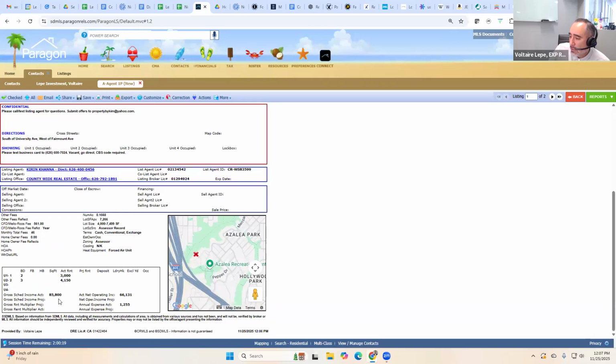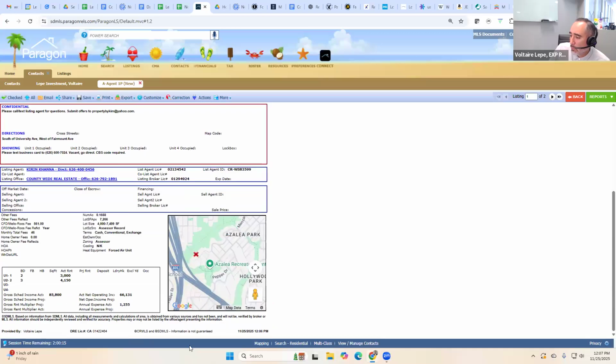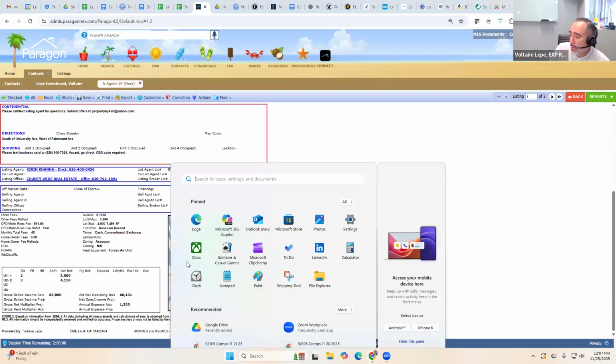Even at this price, it's still overpriced because different rules of thumb tell me it is. So the first rule of thumb is price per unit. 1.350 divided by 2, that's 675,000.